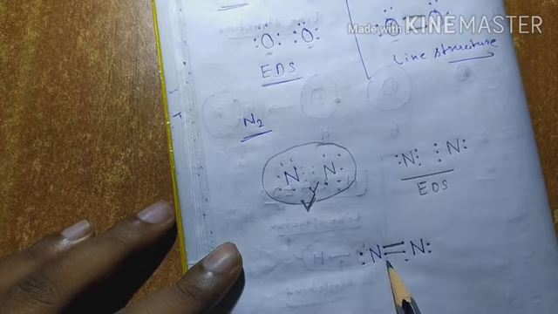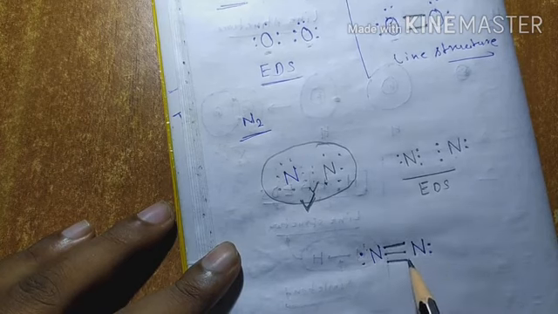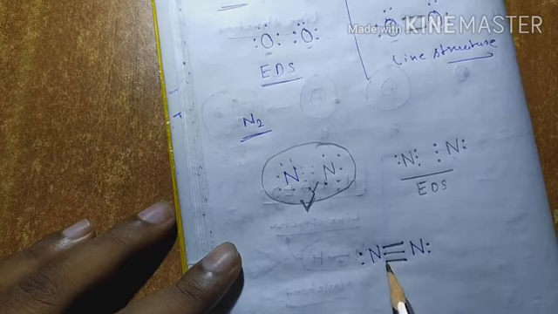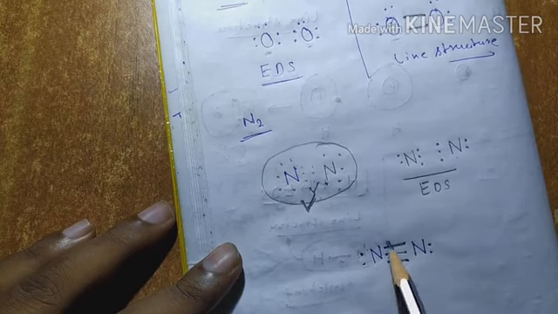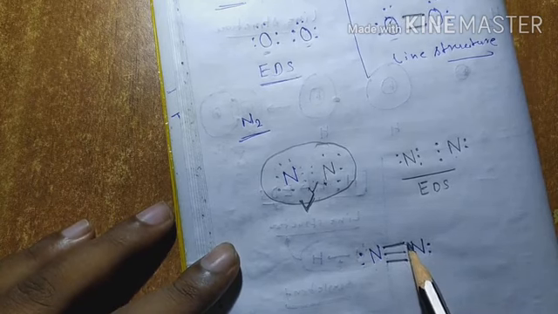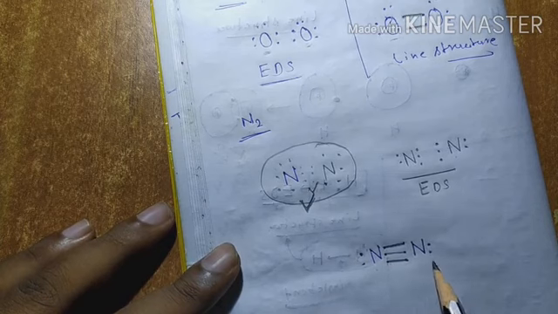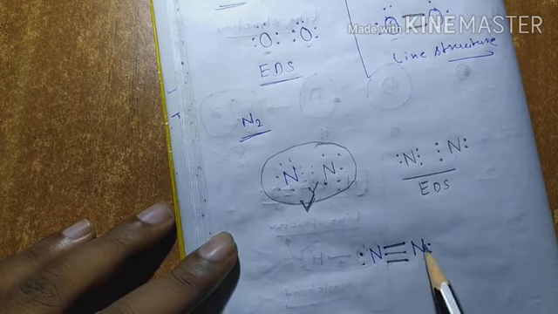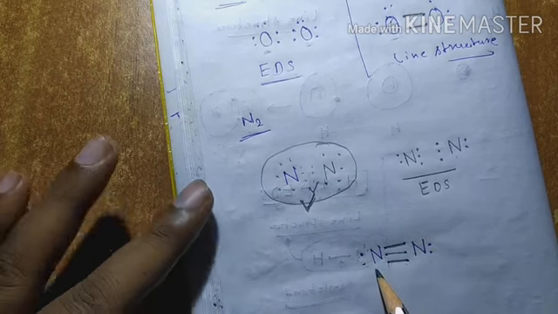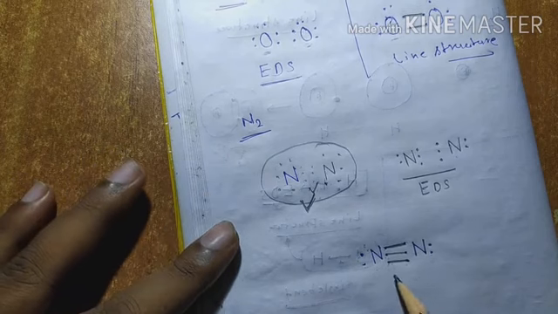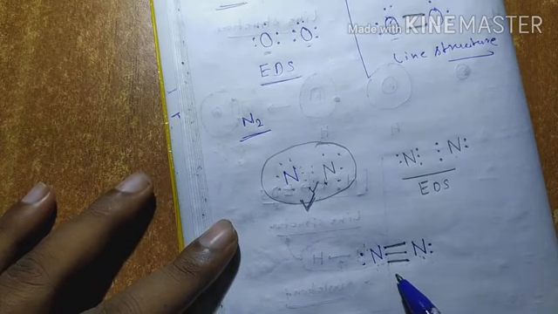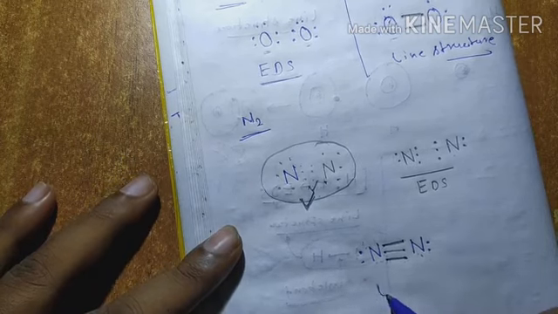So again we have to make this line. Now count for this atom: 1, 2, 3, 4, 5, 6, 7, 8. It means this atom is stable. Count valence electrons for this nitrogen: 1, 2, 3, 4, 5, 6, 7, 8. It means that in this nitrogen atom, there are a total of 8 electrons in the valence shell. For this atom also there are 8 electrons in the valence shell. So now both atoms are stable. So it means this line structure is correct. Okay, this is the line structure.